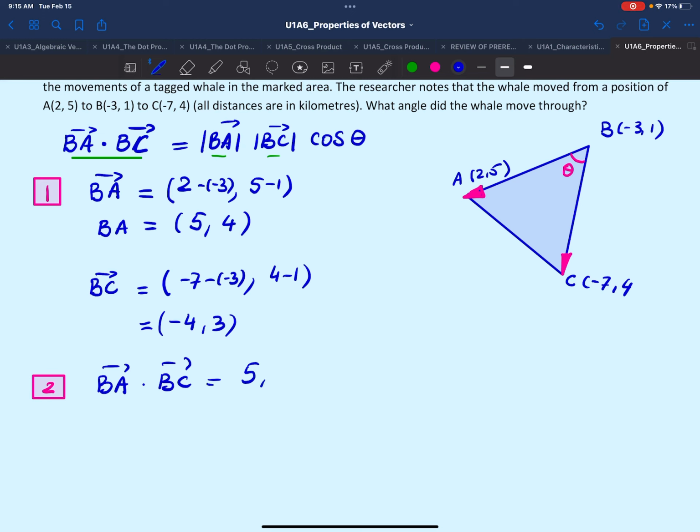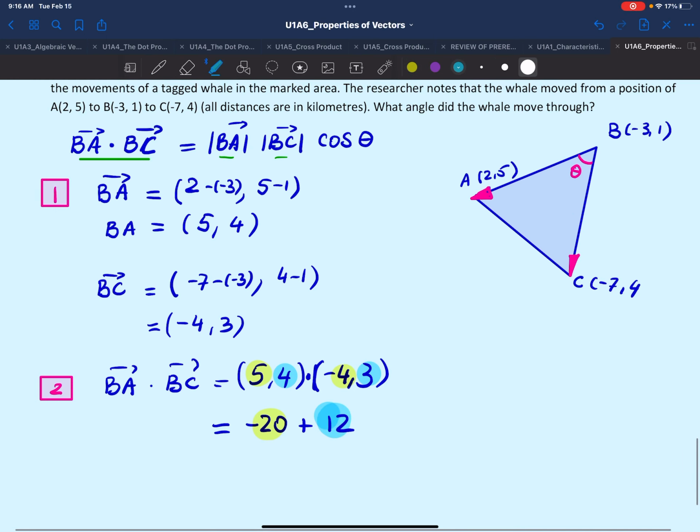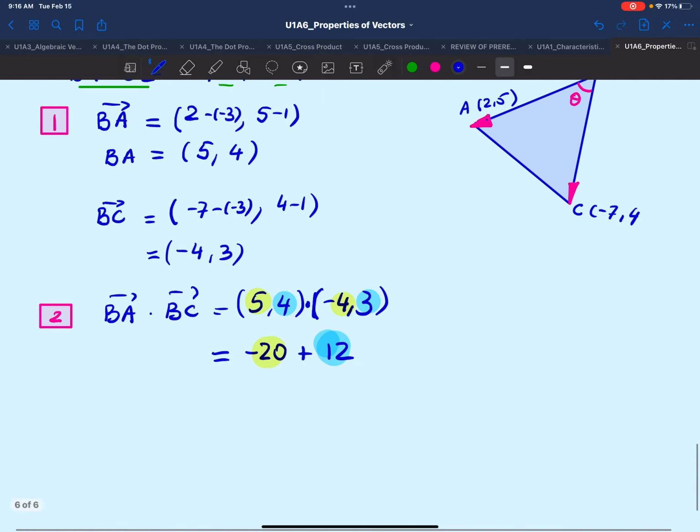means that we're multiplying 5, 4 by negative 4, 3 in a dot product, right? Because multiplication means different things in vector multiplication. So again, same drill, x multiplied by x, y multiplied by y. So that would make 5 times negative 4 plus 4 times 3. Okay, so that's where this comes from. And this is a 12. And then we have negative 20 plus 12 equals negative 8. That's BA dot BC.